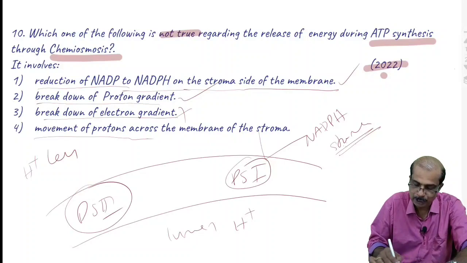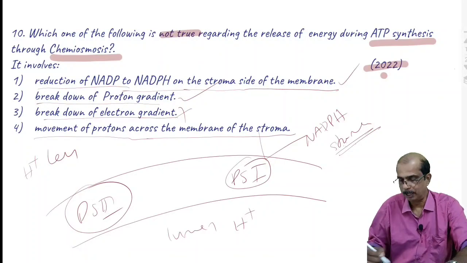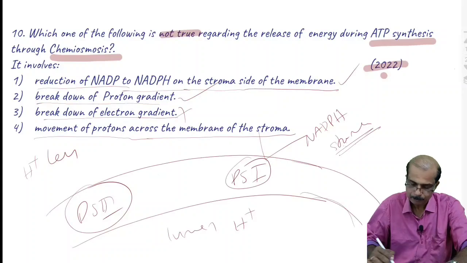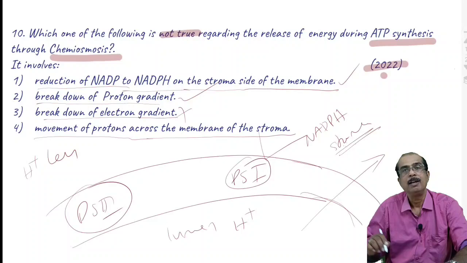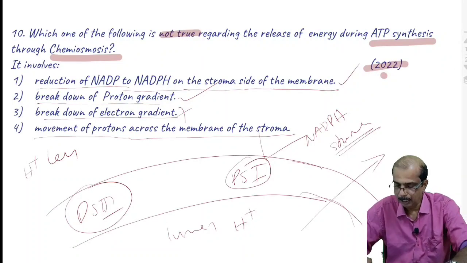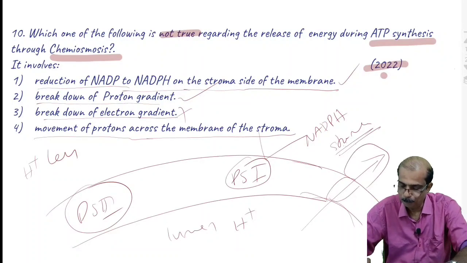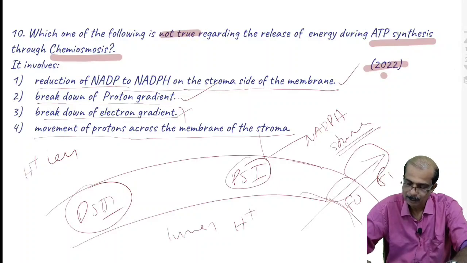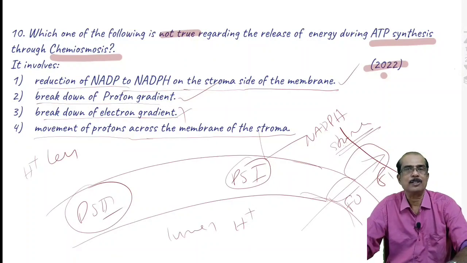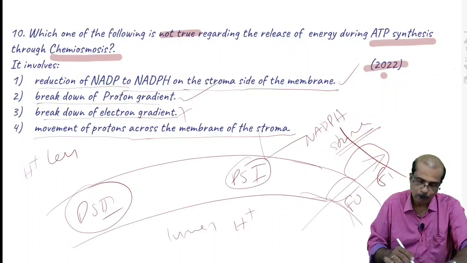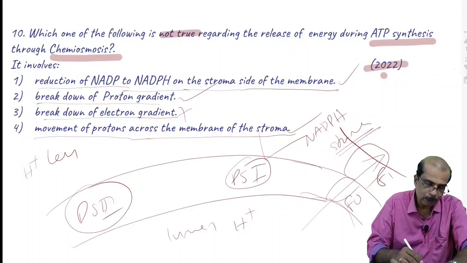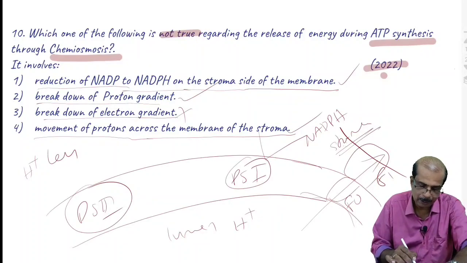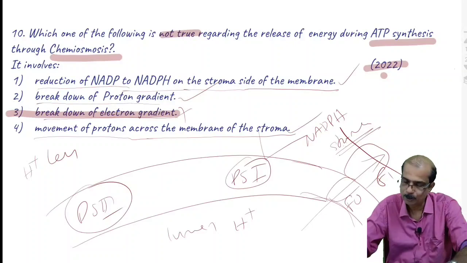Fourth option, movement of protons across the membrane to the stroma. Here the protons are moved back to the stroma by facilitated diffusion. The movement is through the FOF1 particle, and here ATP is also synthesized. You have studied this. So option 4 is also correct. So the not true option is option 3, breakdown of electron gradient. So option 3 will be the answer to this question.